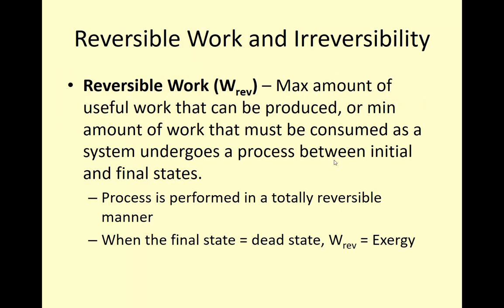Reversible work is the max amount of useful work that can be produced, or it is the minimum amount of useful work that must be consumed as a system undergoes a process between an initial and a final state. So if we perform that process in a totally reversible manner, then we can determine how much work must be consumed or how much work can be produced by that reversible system. And if we use the final state as our dead state, or if we assume that the dead state is going to be the final state, then our reversible work is the same as the exergy for that process. So again, the final state can be any point between the dead state and the initial state.